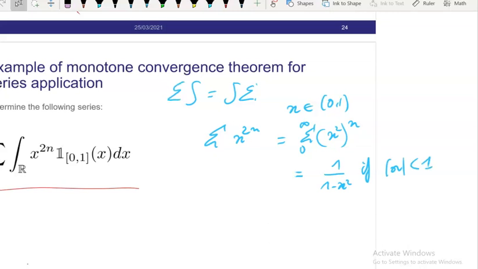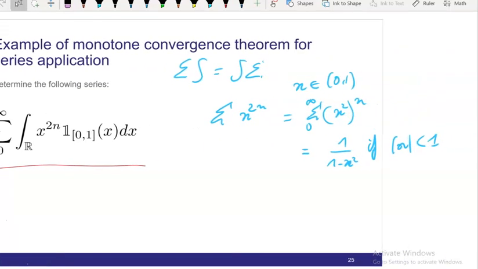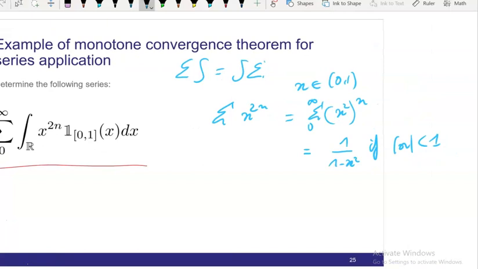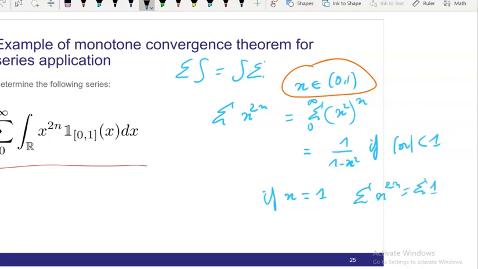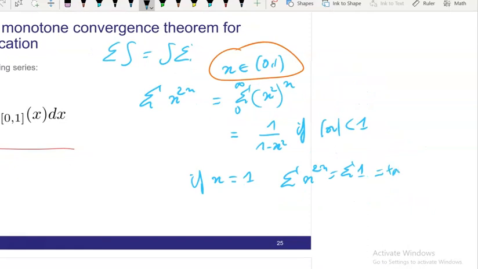So for us, what do we have? We have that the sum of x to the n for x between 0 and 1 is going to go to 1 over 1 minus x if the absolute value of x is strictly smaller than 1. And if x is equal to 1, because it's inside the closed interval 0, 1, then the sum of x to the n is the sum of ones infinitely, which is equal to plus infinity.